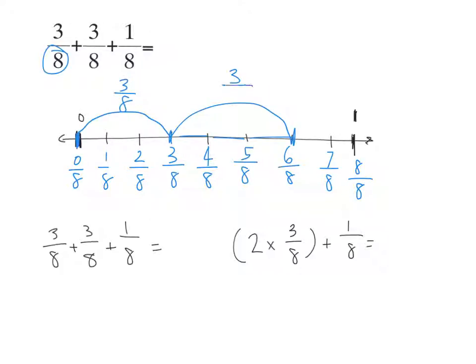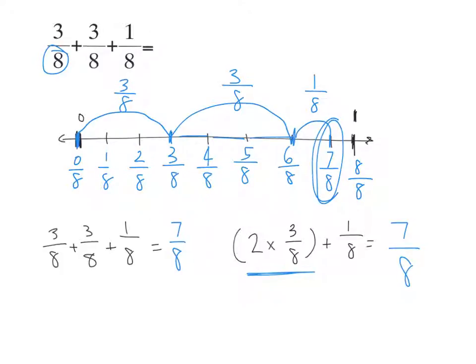Here's another 3/8, and then I have to add how many 8s at the end? 1 more. There's 1/8, which lands me at what number? 7/8. Therefore, 3/8 plus 3/8 plus 1/8 equals 7/8. Okay? Now, if I want to change that into multiplication, I see repeated addition, right? Is all of it repeated addition? No. I have 2 copies of 3/8, so that's why I have 2 times 3/8 in parentheses. And I'm going to add another 1/8, and so that equals 7/8.